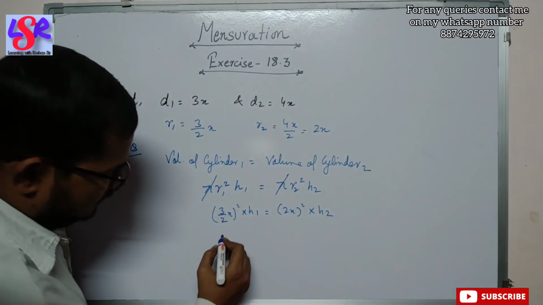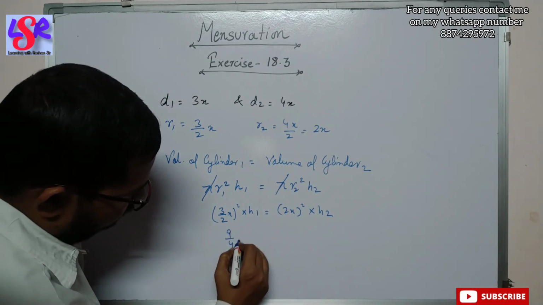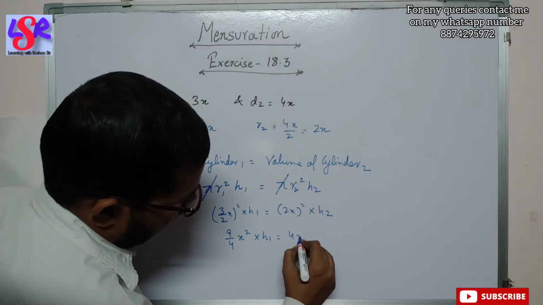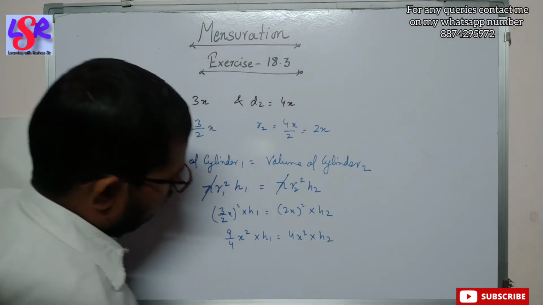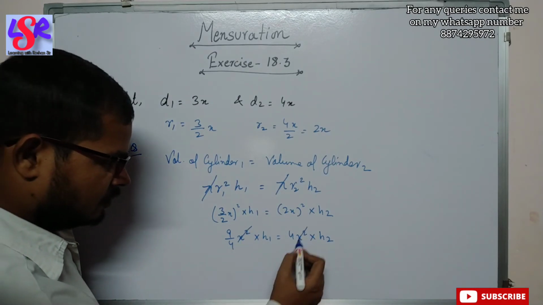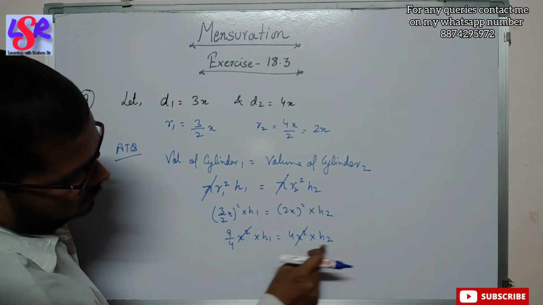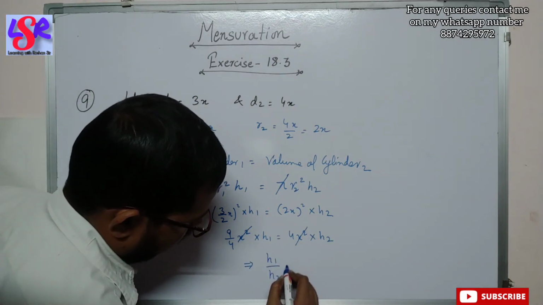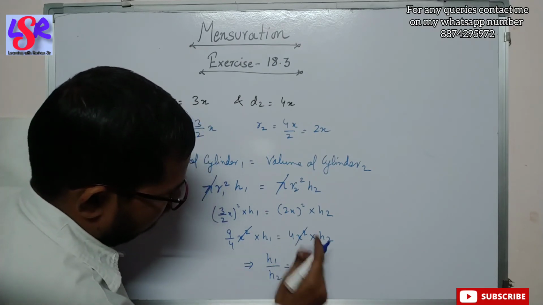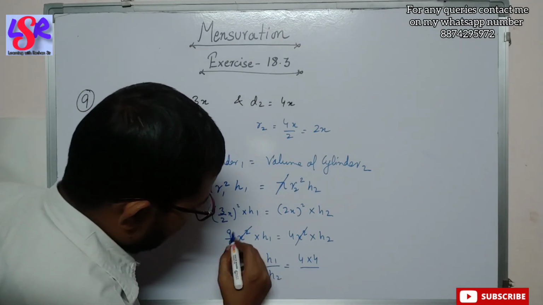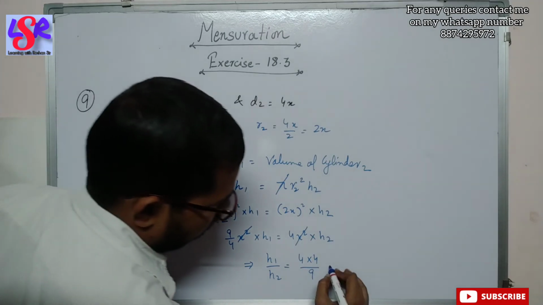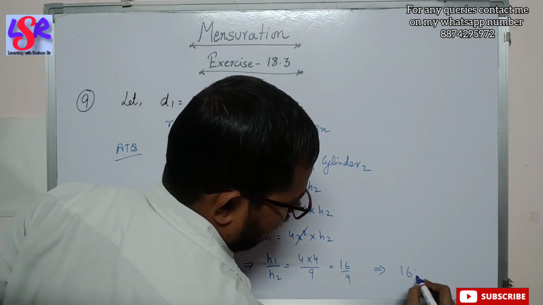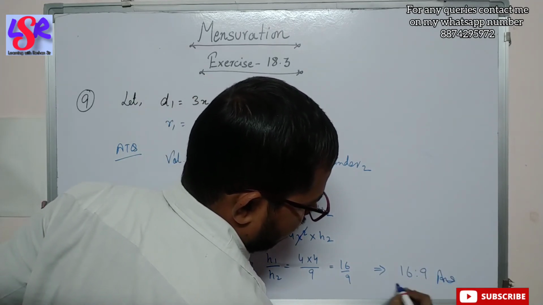Now solve it, and this gives us 9x square upon 4 into h1 equals 4x square into h2. Now here also x square can be cancelled from both sides and we can get h1 upon h2, which will be our required ratio. So h1 upon h2 equals 4 multiplied by this one, so we get 4 into 4, and this 9 will be in the denominator. So this is equal to 16 upon 9, and further we can write it as the ratio 16:9 as the answer.